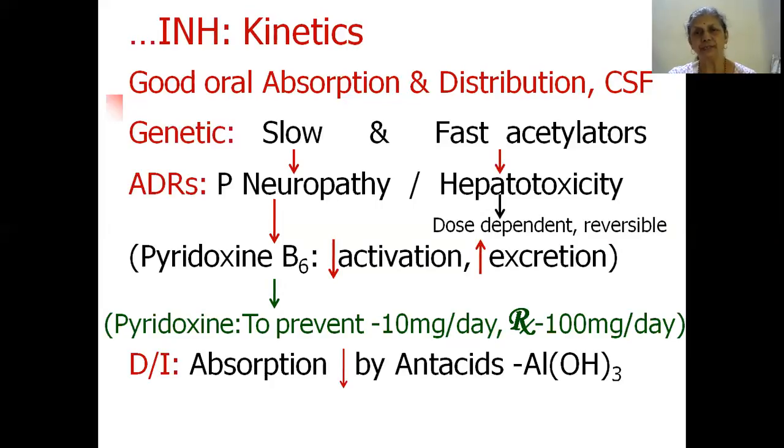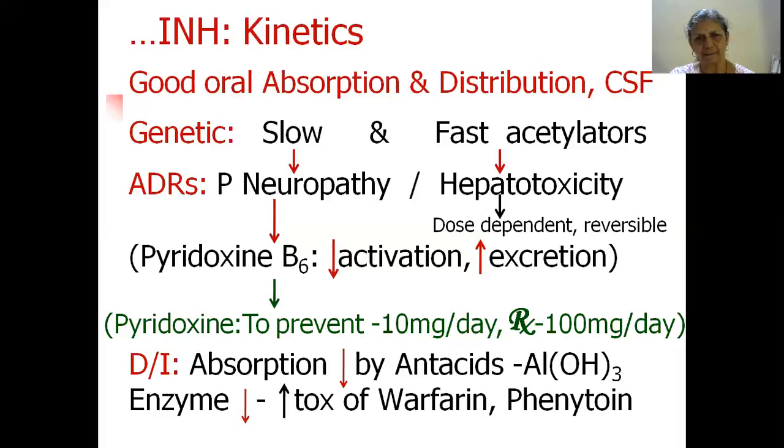Another important adverse effect of INH is gastritis, gastric irritation, acidity, and therefore patients may be tempted to take INH along with antacids. But all the antacid formulations available today have aluminum hydroxide and magnesium hydroxide. And aluminum hydroxide can interact with INH and reduce its absorption. So patients have to be guided that they should not take it along with antacids.